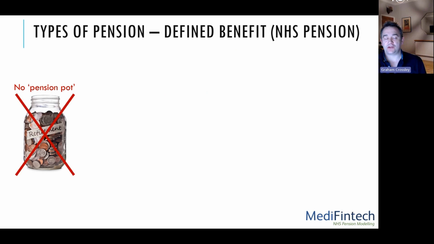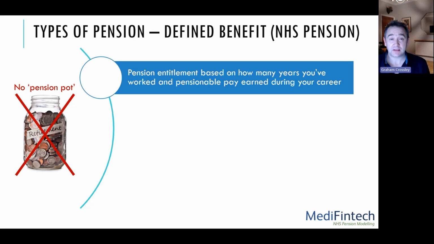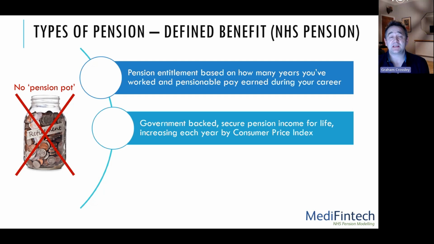Now, within the NHS pension, there is no pension pot. It's a defined benefit scheme where instead of putting money into a pot, you build up entitlement to a pension. And that pension entitlement is based on how many years you've worked and also the pensionable pay that you've earned during your career. Now, this is a government-backed pension. It's a secure pension income for life, and it will increase each year by the consumer price index. So it goes up with inflation.